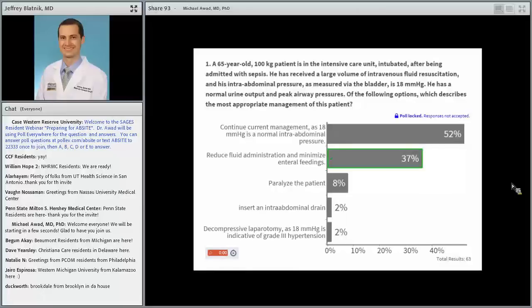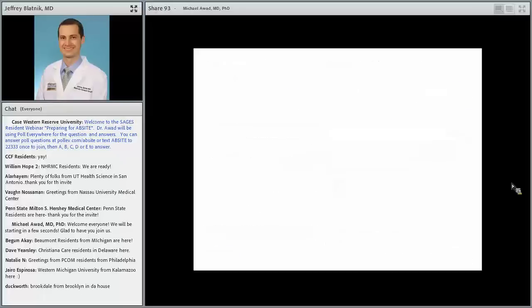You want to keep a close eye on it. And if it continues to go up, then that's when you consider some of those more aggressive options as time goes on.